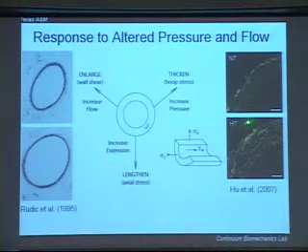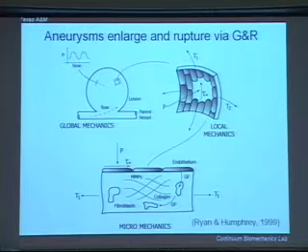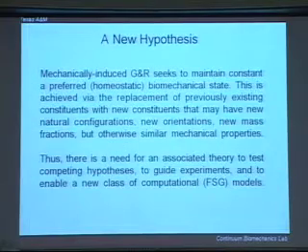So we see here that if we increase pressure, we get a thickening response. If we increase flow, we get this enlargement. And we know pretty well what the underlying mechanobiological factors are. So can we, when we go back and look at this aneurysm and we see altered flow and altered pressures, can we use those same ideas to try to understand how these lesions enlarge and eventually rupture? So here's our hypothesis, and I will actually modify this by the end of the talk, but essentially mechanically induced growth and remodeling seeks to maintain constant some preferred or what we call homeostatic state. It may be wall shear stress at a target value, it may be intramural stress.